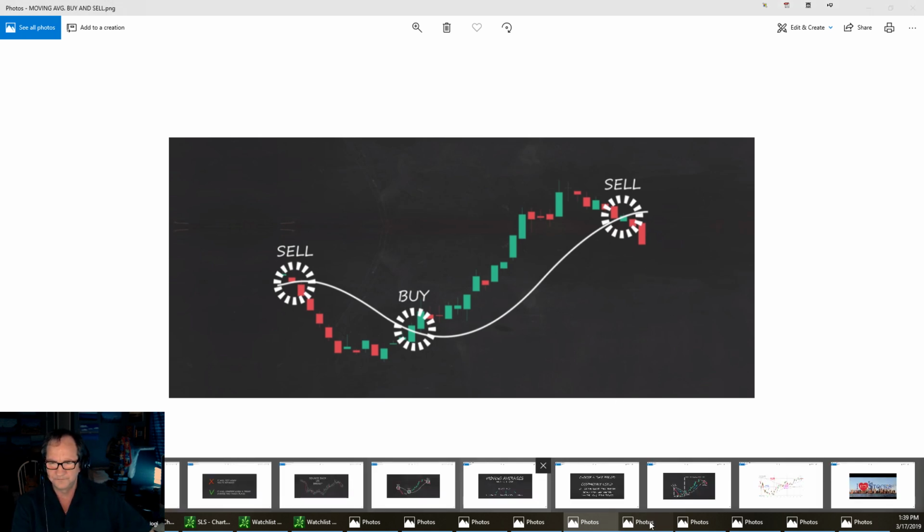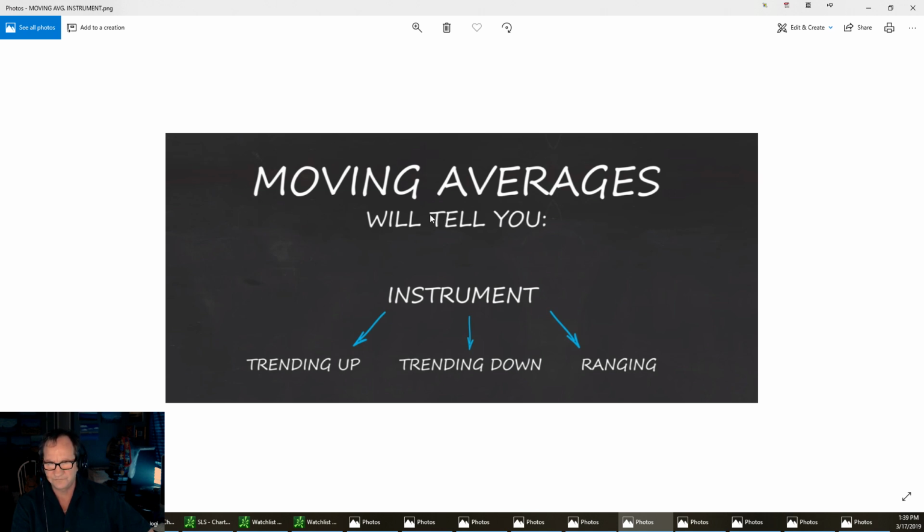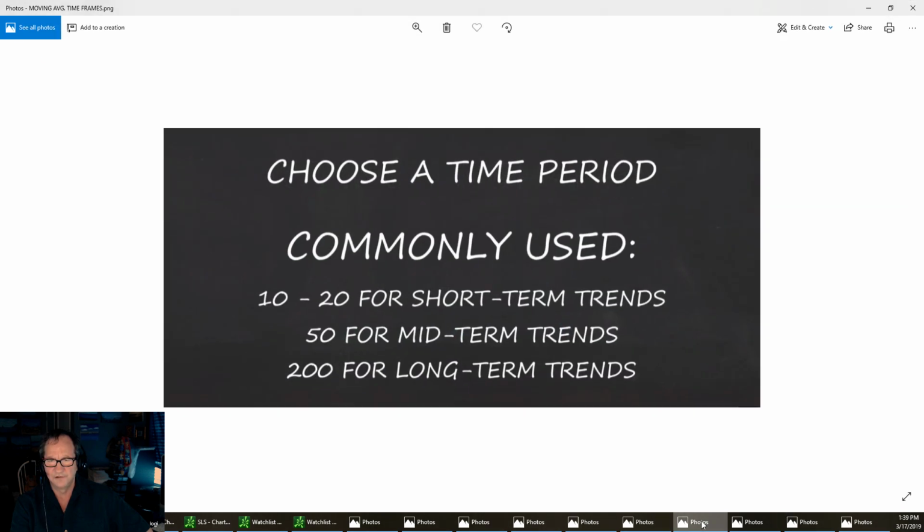So the next one that we're going to talk about is moving average. It will tell you, it's an instrument. It'll tell you if it's trending up, if it's trending down, or if it's just ranging, for a good long swing trade. So that's another indicator. Then you choose the time periods that you want to use them for. Commonly used is the 10 and the 20 for short-term trends, which I talked about. Then you've got the 50 for mid-term trends, and the 200 for long-term trends. I also added the 100 in here. And I use all these little indicators for supports, pivot points, and resistances.